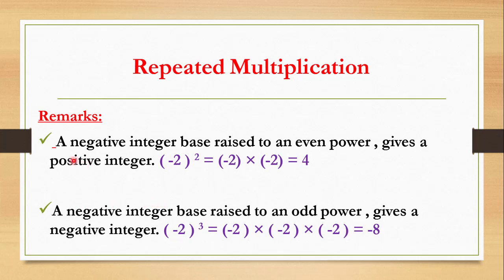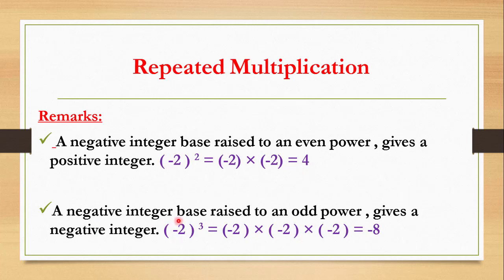We can notice that if we have a negative integer as the base and we raise it to an even power, like 2 or 4 or 6, the result will be a positive integer. For example, negative 2 times negative 2, which is negative 2 to the power 2. 2 is an even number, so the result will be a positive number, positive 4.